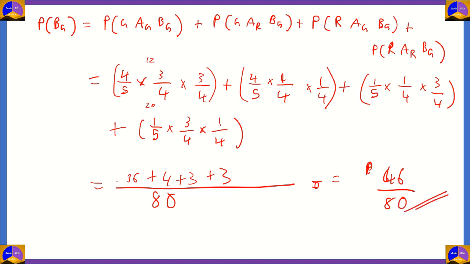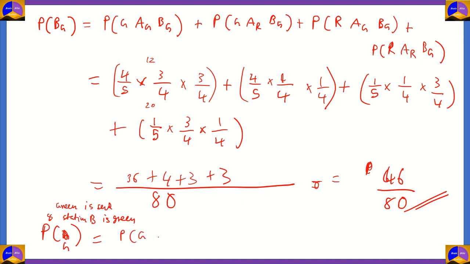Now, we know that the signal that station B receives is green. We need to find out the probability that the signal sent was green. So what we essentially need to find is the probability that green is sent and station B is green. So that is represented as G.